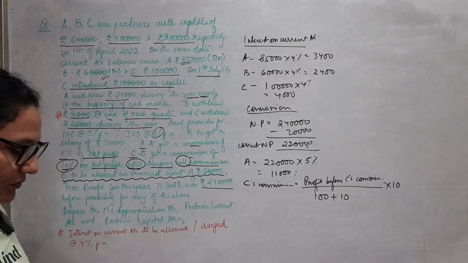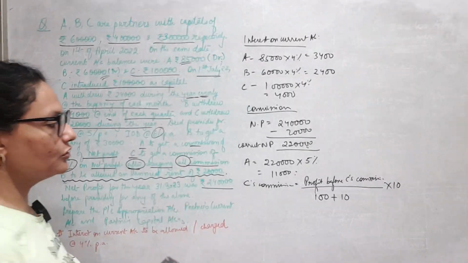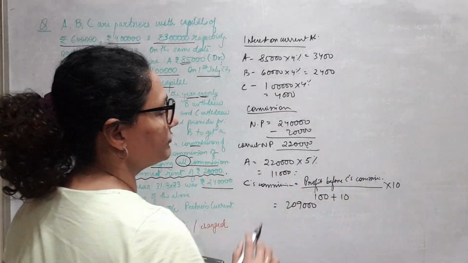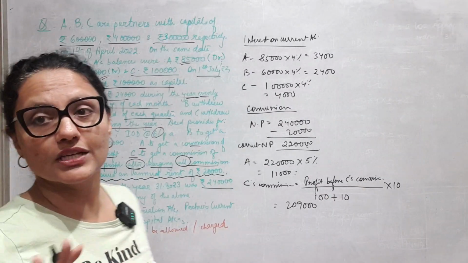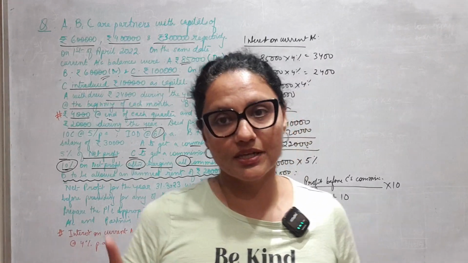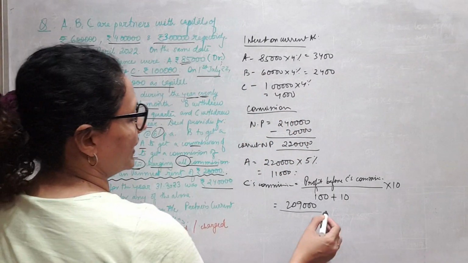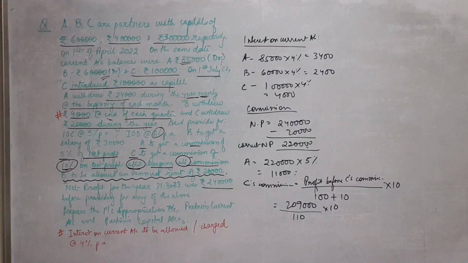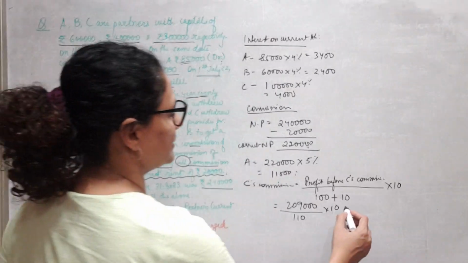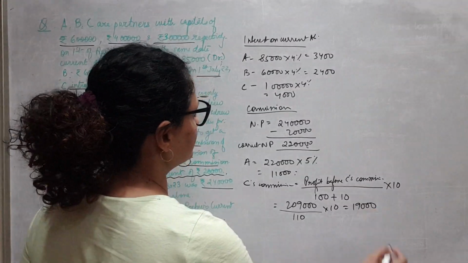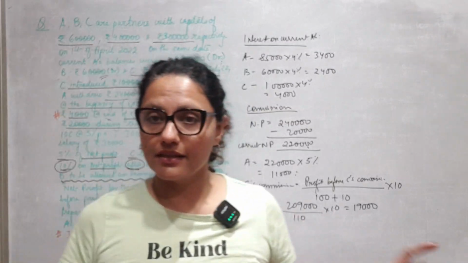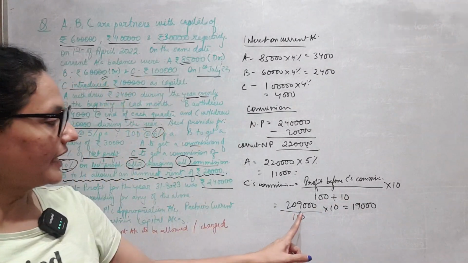Subtract 11,000. So 2,09,000 is now the profit after charging A's commission but before charging C's commission. I have to subtract. This divided by 110 into 10, so that's 19,000. So C's commission is 19,000. I hope it is clear why we took 2,09,000 here.